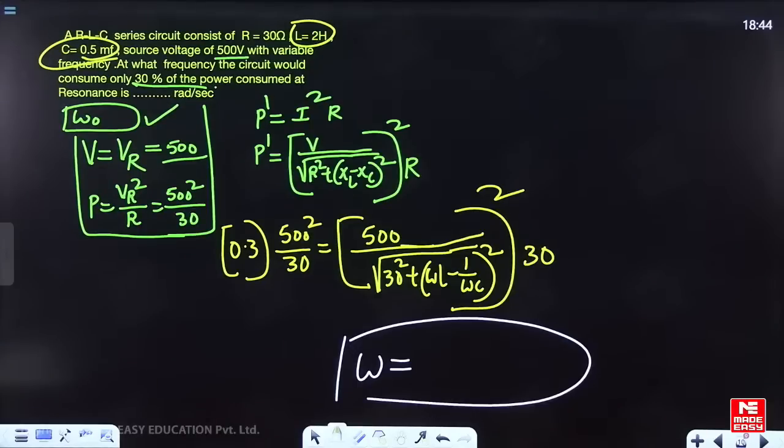Tripathi. RMS means we take Vm by root 2. Peak value means maximum value. RMS means Vm by root 2. RMS voltage is Vm by root 2.